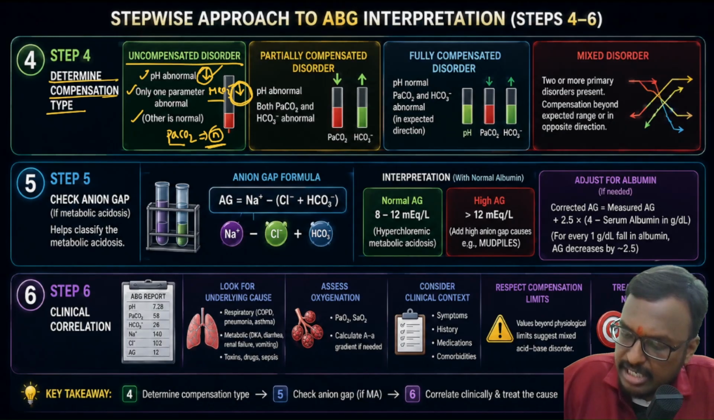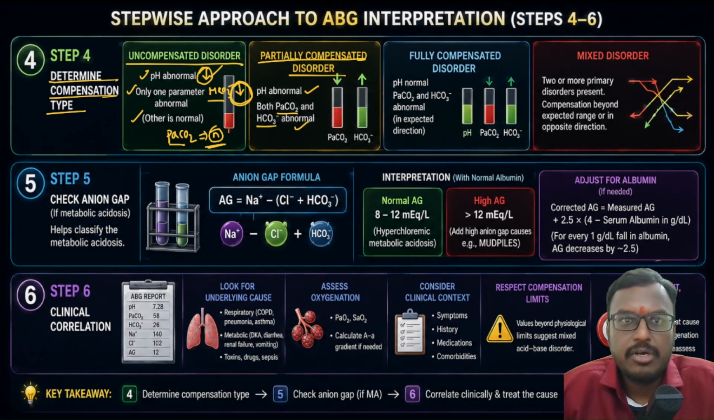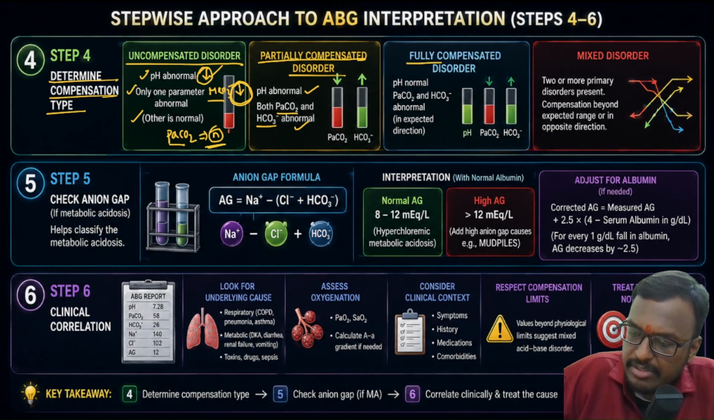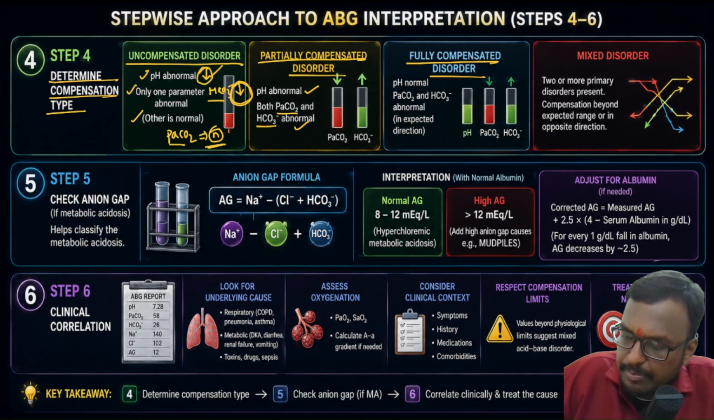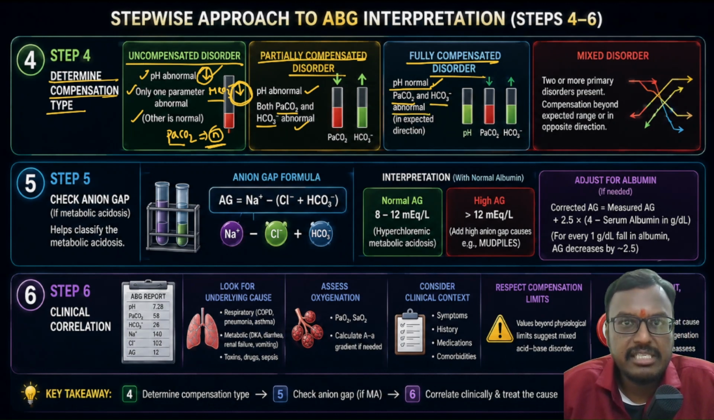Next comes the partially compensated disorders. Here, the pH is abnormal and both PaCO2 and HCO3 are abnormal. This means the body has started compensating, but the pH has not yet returned to normal. Next, coming to the fully compensated disorders. In the fully compensated disorders, the pH has returned to normal, but PaCO2 and HCO3 minus are still in an abnormal range. This means the body has successfully restored the pH towards the normal, even though the original disorder still exists.